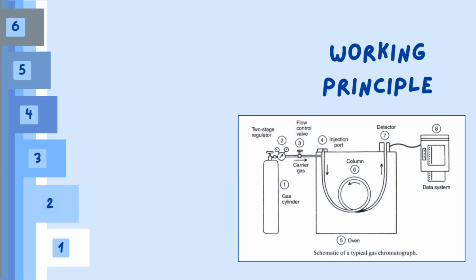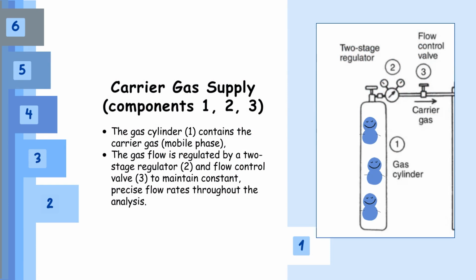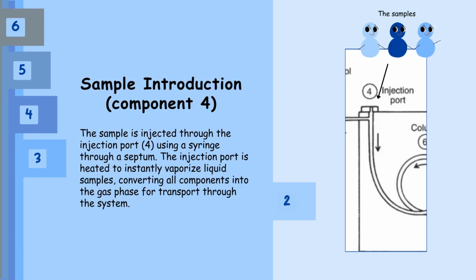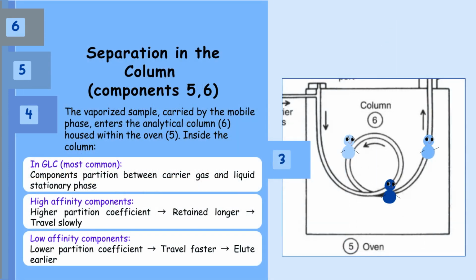Next is the working principle. Let's see how all these components work together. Carrier gas flows from the cylinder through regulators maintaining constant flow. Sample is injected through a septum and instantly vaporized in the heated port. Components separate based on their affinity for the stationary phase. High affinity means slower travel, low affinity means faster elution.